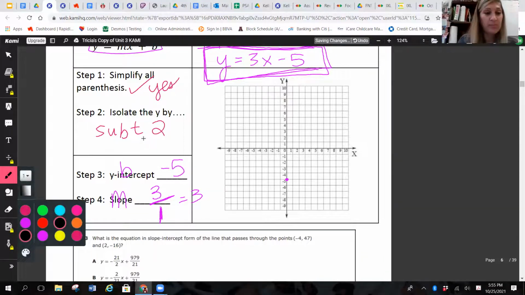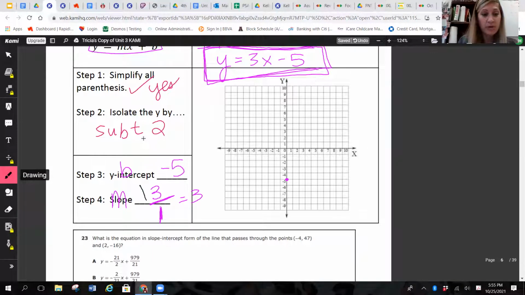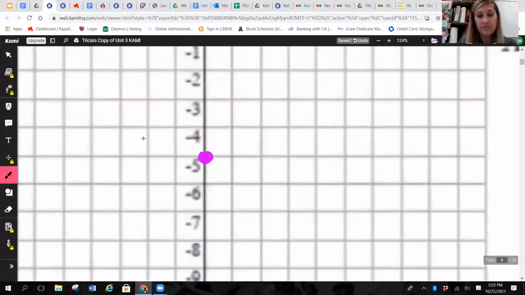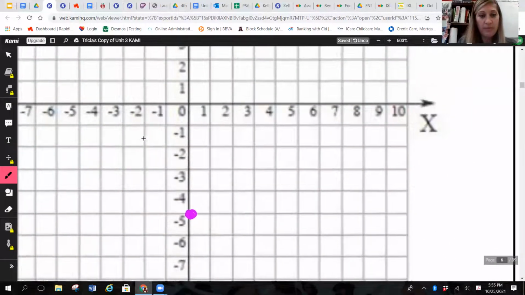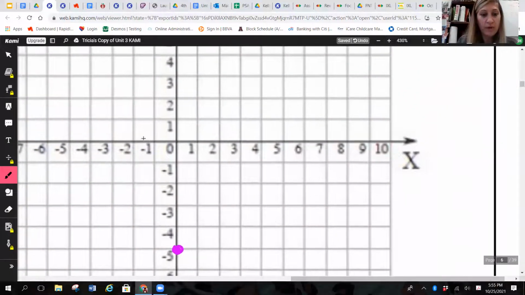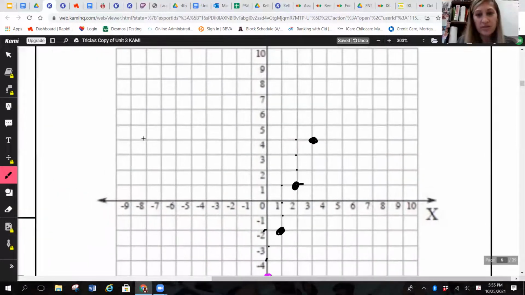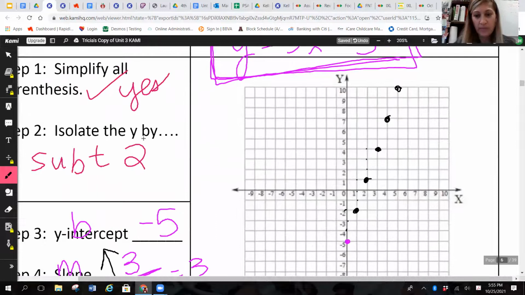So remember, when I'm graphing slope, positive means up and positive means to the right. So I'm going to go up 3 and over 1. So 1, 2, 3 and over 1. 1, 2, 3 and over 1. And you just keep going until you run off the graph. And now we can zoom out and connect.